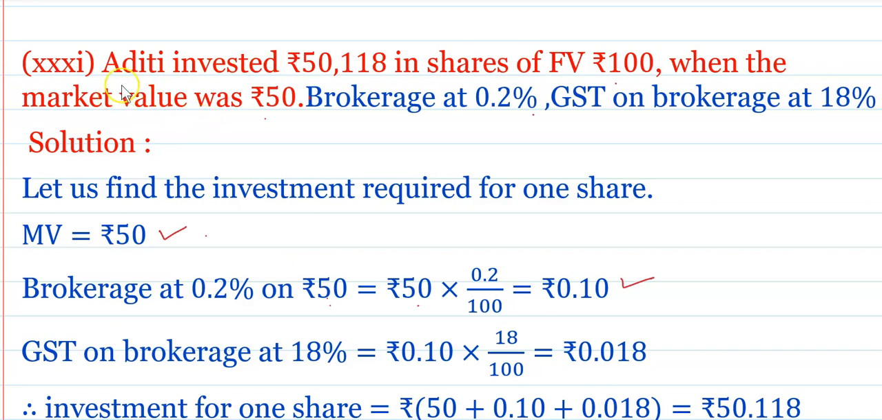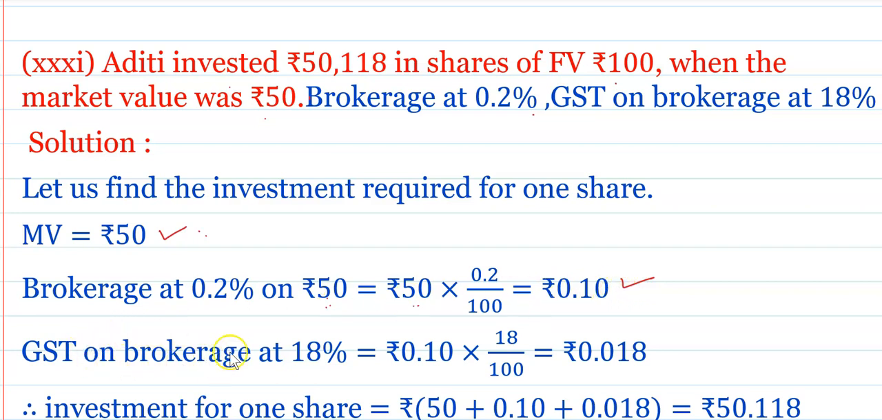Aditi, I will repeat again. Aditi invested rupees 50,118 on shares of face value rupees 100 when the market value was rupees 50, brokerage at 0.2%, GST on brokerage at 18%. Okay, let us find the investment required for one share. Market value is rupees 50. Brokerage at 0.2% on rupees 50 is 50 into 0.2 upon 100. How much will it be? Rupees 0.1.